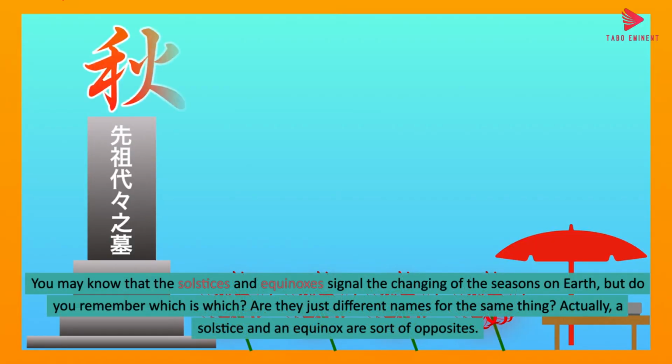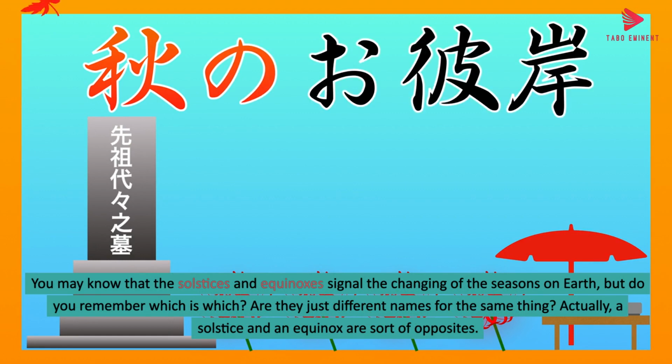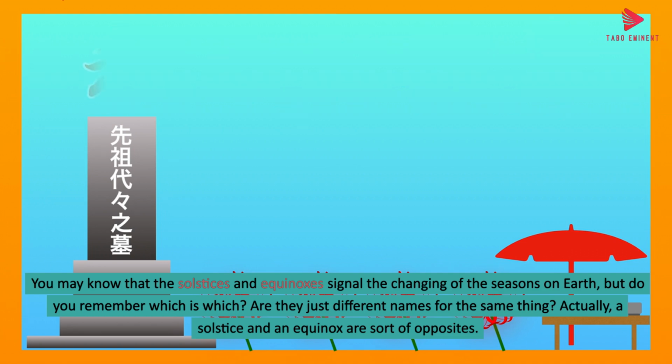You may know that the solstices and equinoxes signal the changing of the seasons on Earth, but do you remember which is which? Are they just different names for the same thing? Actually, a solstice and an equinox are sort of opposites.